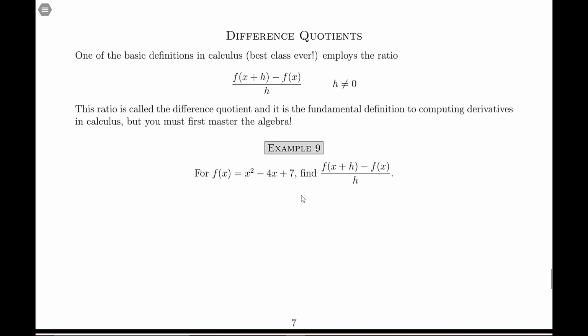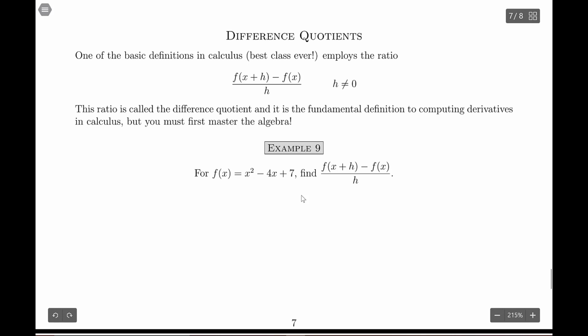But for this one of the basic definitions is going to be this ratio. It's f of x plus h minus f of x all over h. h cannot be 0 because then the function is undefined. This ratio is called the difference quotient, and it's the fundamental definition to computing derivatives in calculus. But you have to be able to handle the algebra.